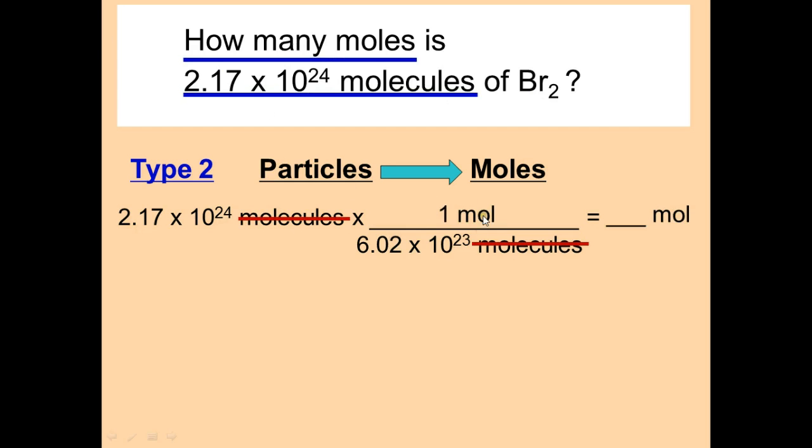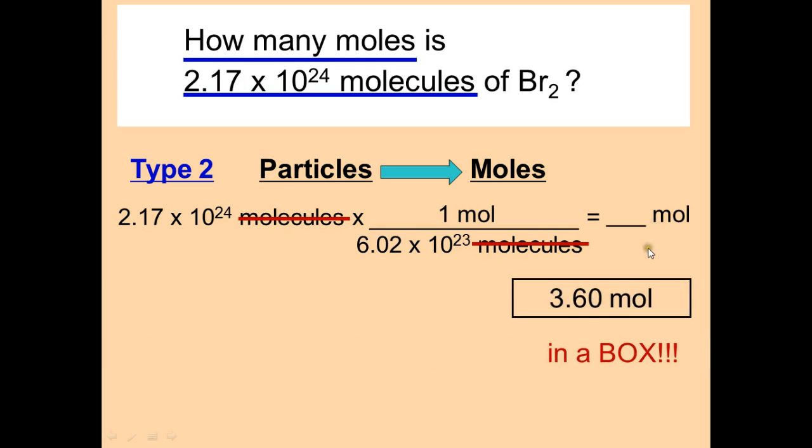And we want moles, so this checks out, and so we multiply 2.17 times 10 to the 24th in parentheses divided by parentheses 6.02 times 10 to the 23rd parentheses. So you divide this by this, and we get 3.60, my bad.